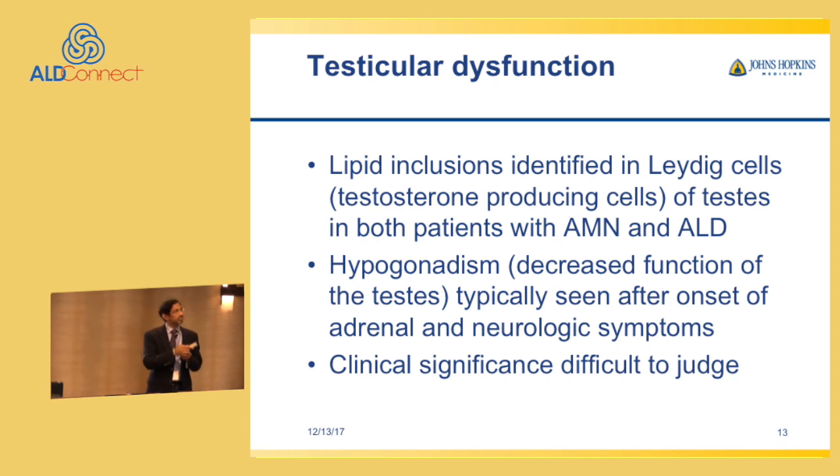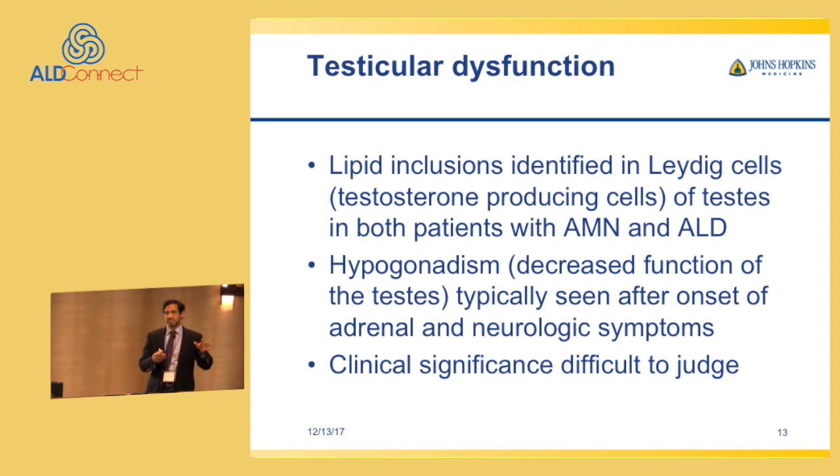But it turns out that those lipid inclusions were also identified in the Leydig cells of the testes. So the testes, one of the most important functions, of course, is to make testosterone and to make sperm. And these inclusions have been found both in patients who have AMN as well as ALD, so really in all phenotypes of the disease. And hypogonadism, that's the word we use for decreased function of the testes, is typically seen after the onset of either adrenal and neurologic symptoms. So usually we think of it as a relatively late occurrence.